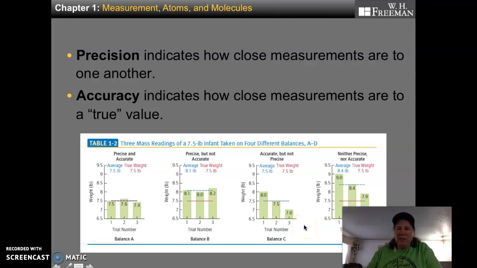Another way they'll show this is through a dartboard. If you hit the bullseye with all three, you're accurate and precise. If you hit all three in an area that's not the bullseye, you were precise but not accurate. And then if they're all over the board, you're neither. Okay, and we're done.